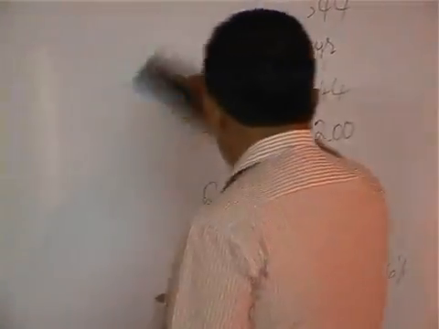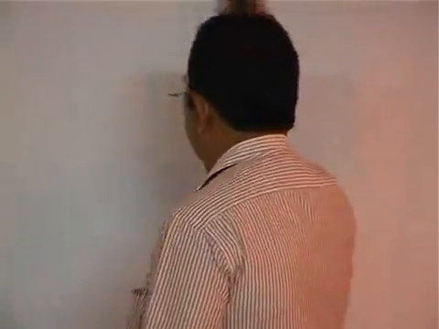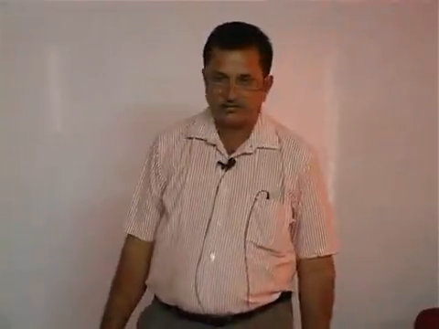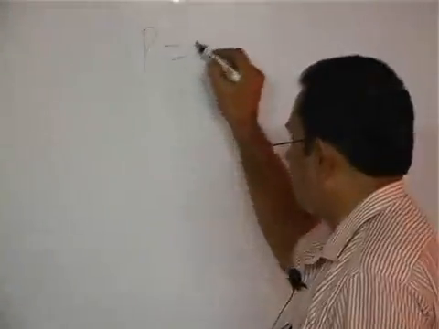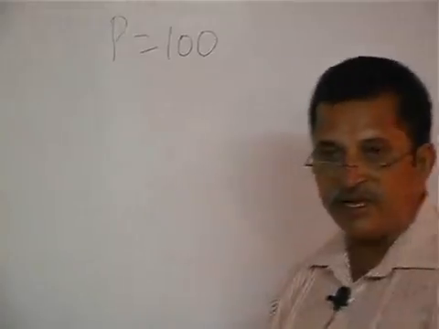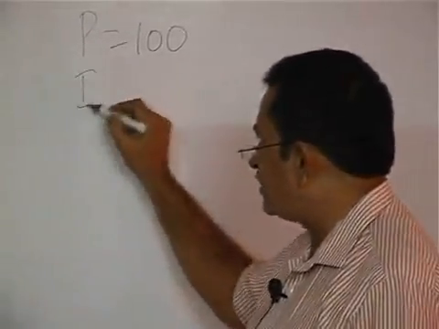Here interest is not mentioned specifically. Calculate the simple interest. A sum becomes 3 times itself means how we will take principal, we take it as 100. If the principal is 100, then what is the interest here?